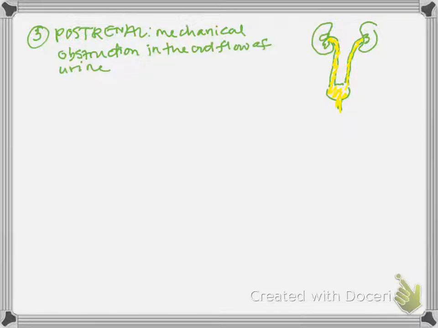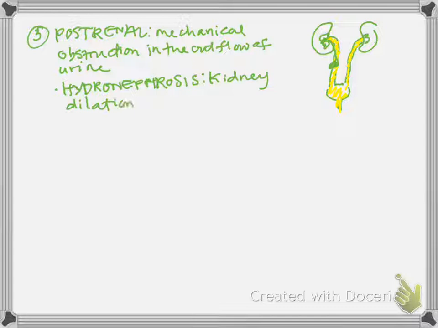Essentially what happens is, let's say we have some sort of obstruction in this ureter here that backs urine up into the renal pelvis, which results in dilation of the kidneys. So one term you want to be familiar with regarding postrenal damage is hydronephrosis. This is essentially kidney dilation due to backup of urine. This is going to result from obstruction, pushing urine back into the kidneys and causing them to dilate.